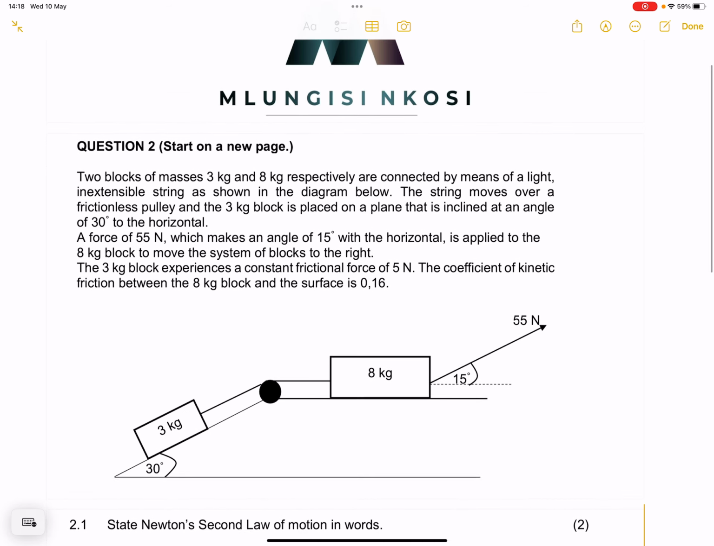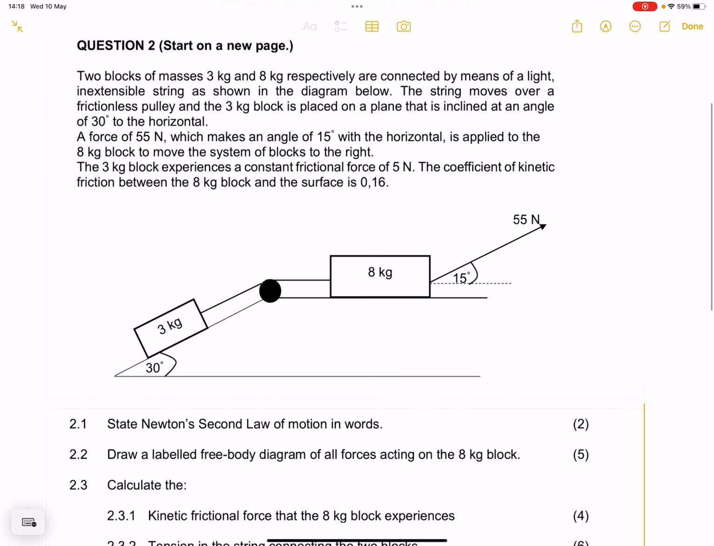All right, so I just thought let's get right into this question. It's on Newton's laws, right? So let's dive into it. They say we've got two blocks of mass, which is 3 kg and 8 kg respectively. They're connected by means of a light inextensible string.